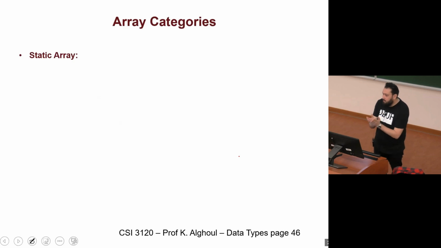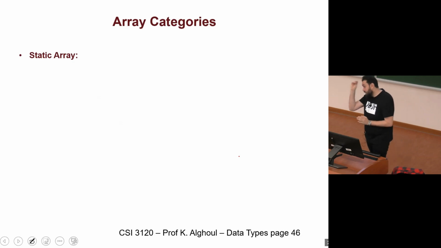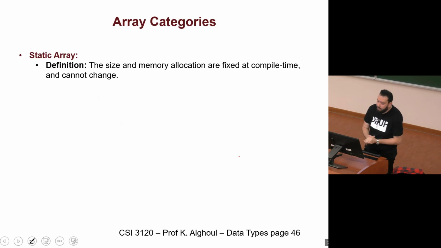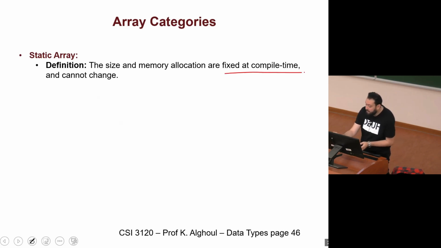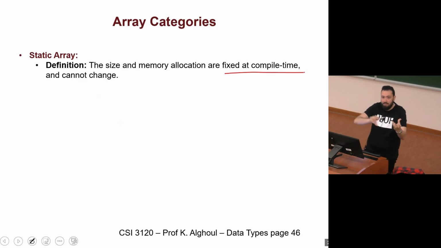So these are the array categories, which define the binding. We'll start with the static array. In a static array, like in C, the size and memory allocation are fixed at compile time. Whenever we hear static, think compile time.